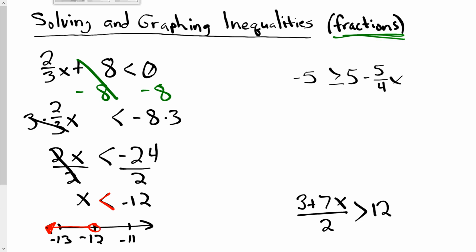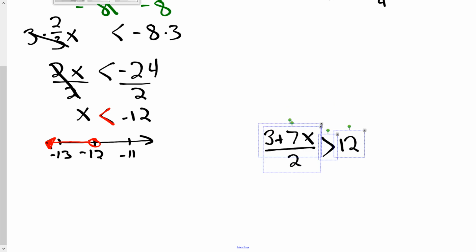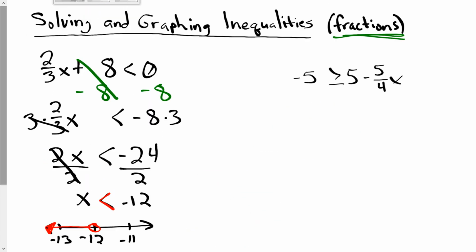Okay, this next one over here, just move this one down a little bit out of my way. We'll get to that one in a second. If -5 is greater than or equal to 5 minus 5/4 x. Okay, this one is also simplified, so we're just going to move forward to getting rid of the constant by subtracting 5 off both sides. So we get rid of this constant here. -5 minus 5 is -10, greater than or equal to -5/4 x.